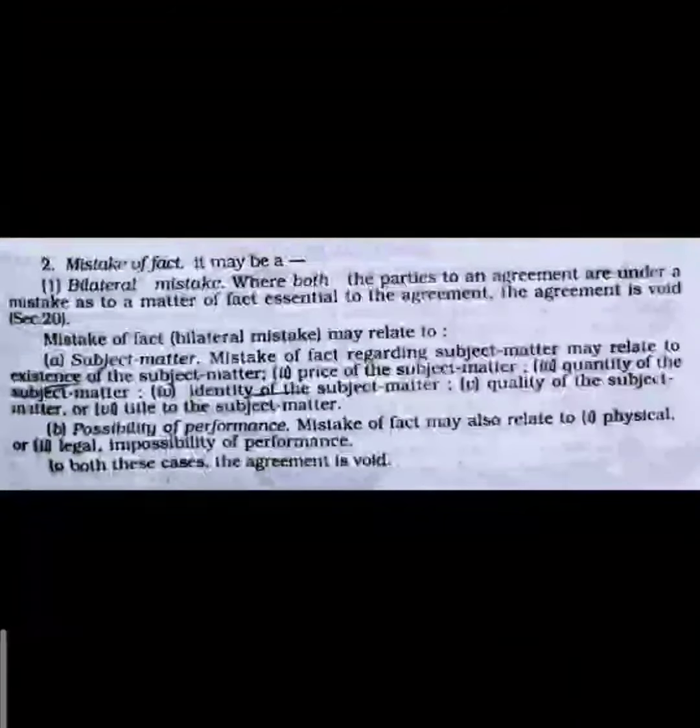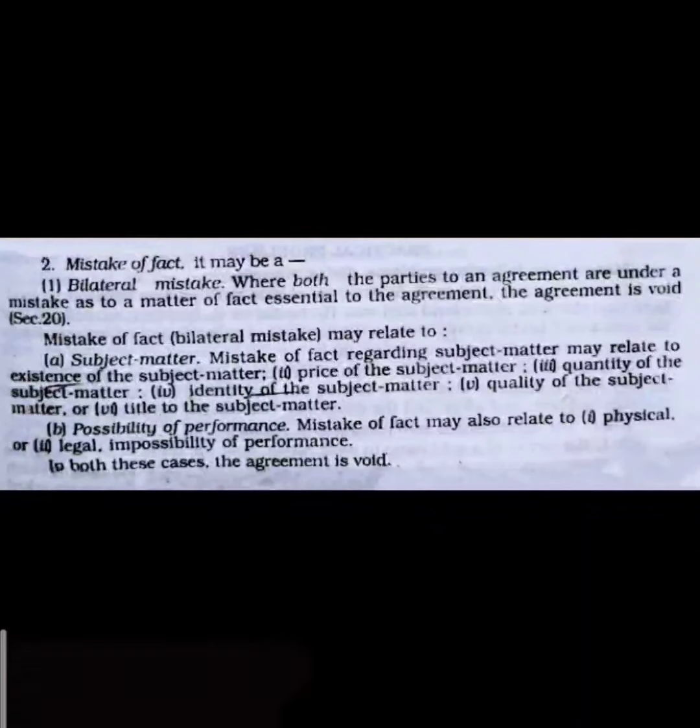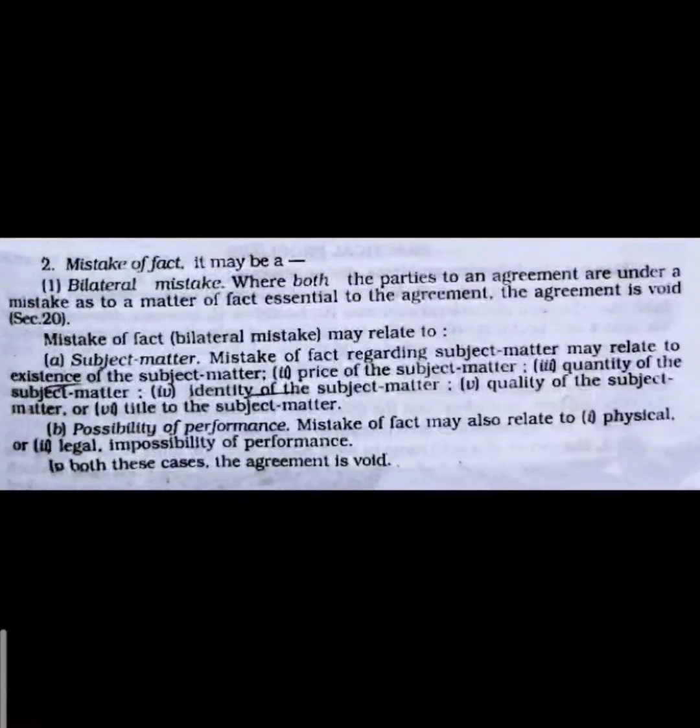So these are examples of mistake of fact, specifically bilateral mistake, where both the parties are under a mistake and therefore there is no meeting of minds and the contract is void. The effect of bilateral mistake on a contract is that the contract is void and it has no enforceability in the court of law.